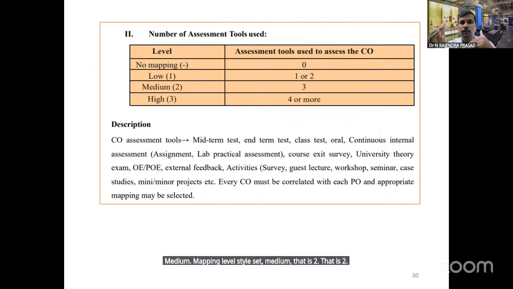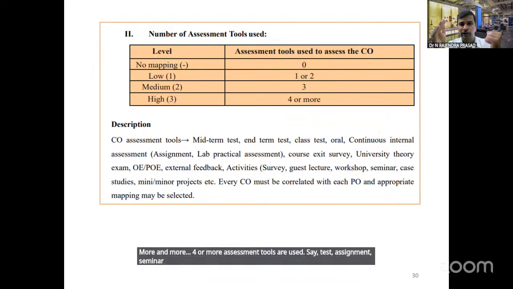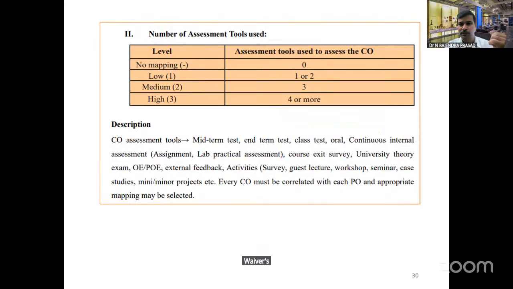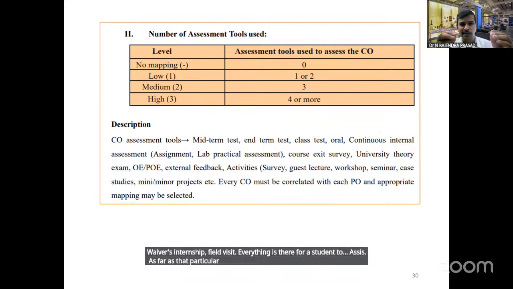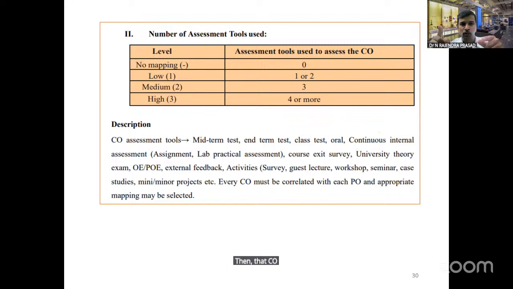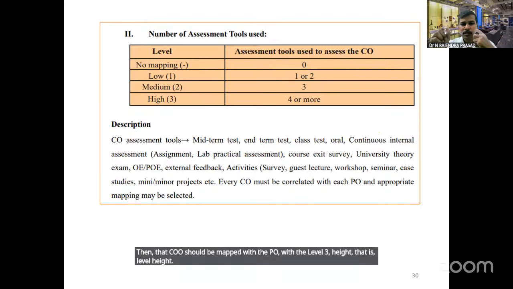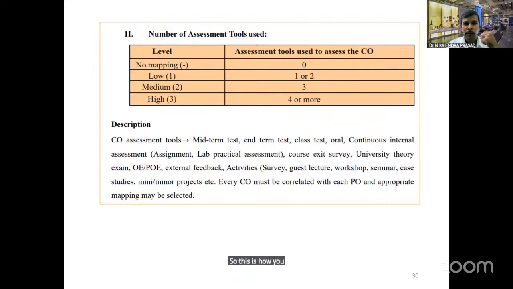If four or more assessment tools are used, say test, assignment, seminar, project, vivas, internship, field visit, everything is there for a student to assess as far as that particular course outcome is concerned, then that CO should be mapped with the PO with level 3, high. So this is how you can map.